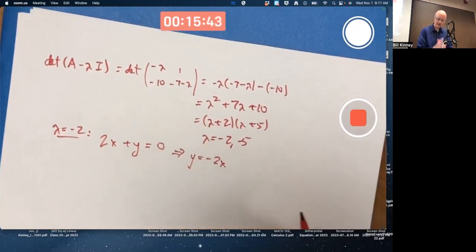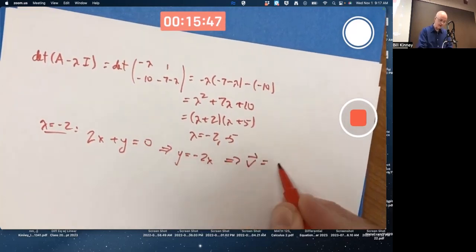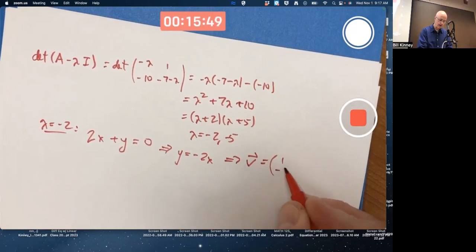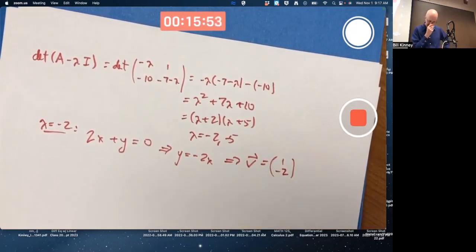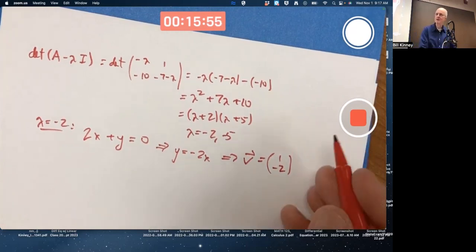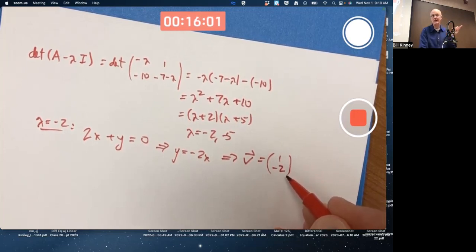Solve for y in terms of x. Think of x as a free variable. Corresponding eigenvector, if you let x equal 1, y would be -2. It's not a coincidence. This corresponds to when you differentiate e to the -2t. 1 times e to the -2t, you get -2 times e to the -2t. That's not a coincidence.